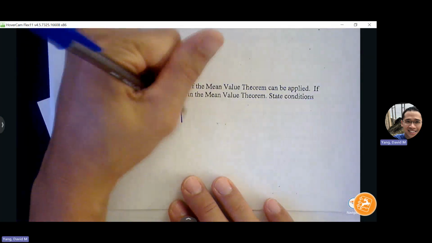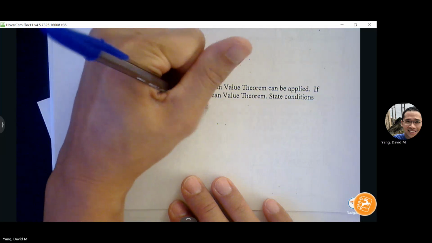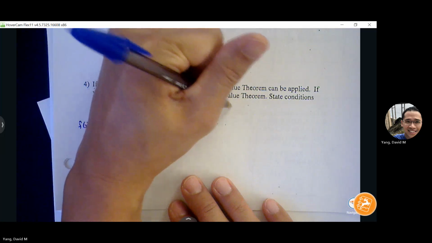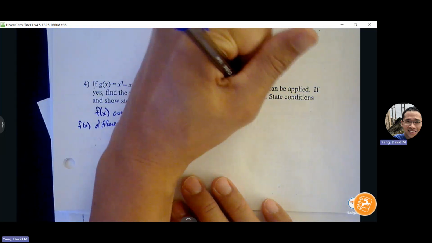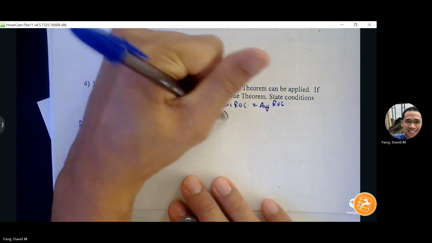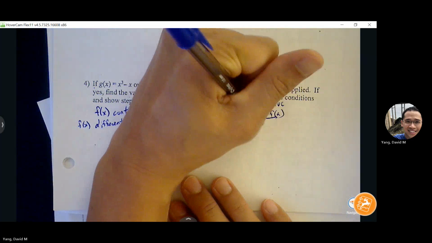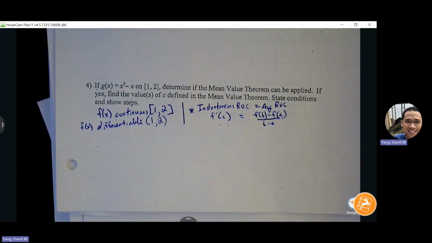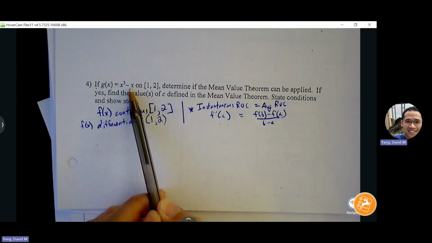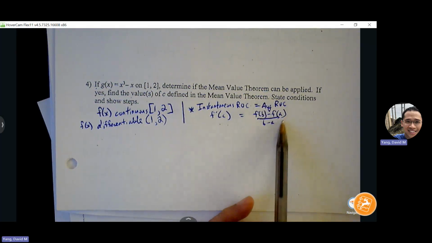So again, the formula for MVT is you want to set your instantaneous rate of change, which is your derivative, equal to your average rate of change, which is your slope. But the trouble that students run into is they find the derivative too soon, and then they start doing things with a derivative that shouldn't be done. So focus your attention on the average rate of change first. Find the slope between the endpoints first.